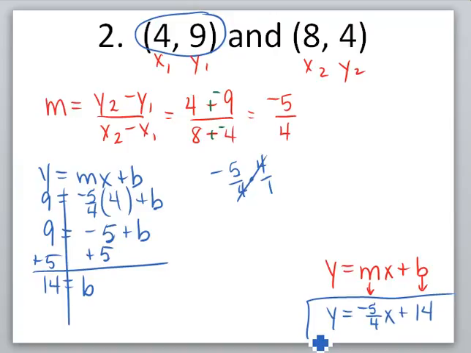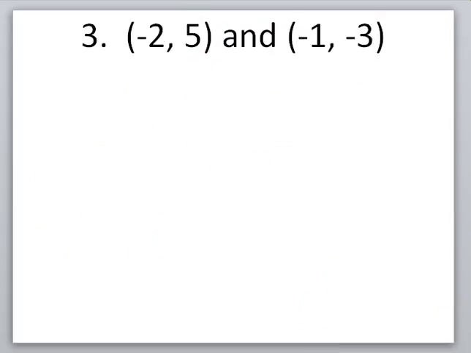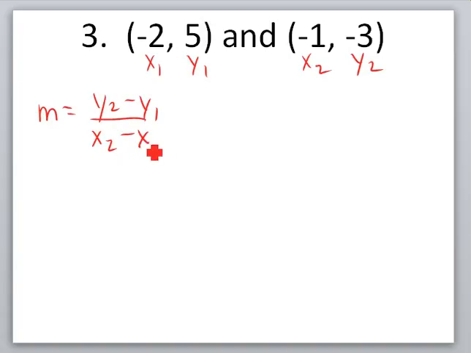In my next example, I have these 2 points. I'm going to go through the same process. I have my x1, y1, x2, y2. Find your slope. The slope is y2 minus y1 over x2 minus x1. My y2 value is negative 3 minus my y1 value, which is 5, over my x2 value is negative 1 minus my x1 value is negative 2.